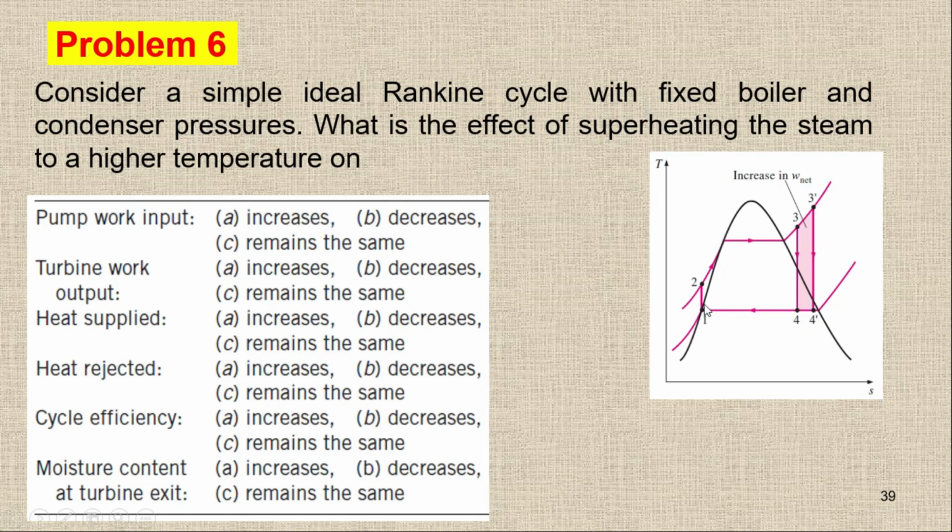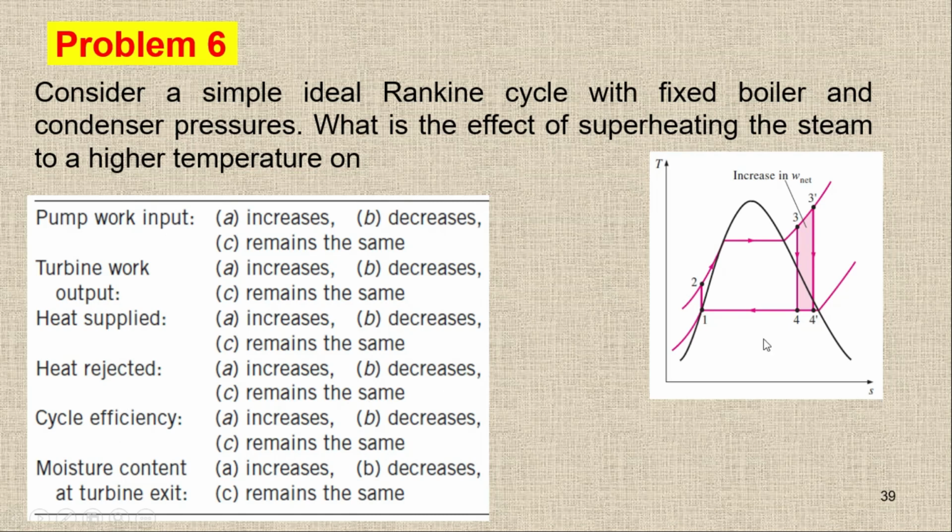Again, the heat supplied previously was from 2 to 3. Now it's from 2 to 3 dash with superheating. So it means you are going to increase from 3 to 3 dash, so the heat supplied to this water is basically increased. What about the heat rejected? Last time it was 4 to 1, when I said that the heat is going to decrease, but now we have shifted from 4 to 4 dash. So basically you have increased the heat rejection. So heat rejection is going to increase.